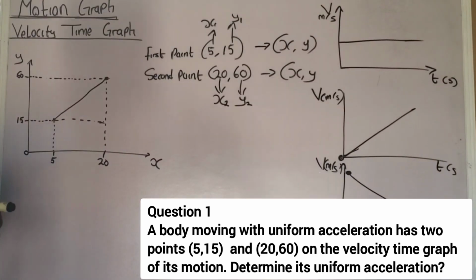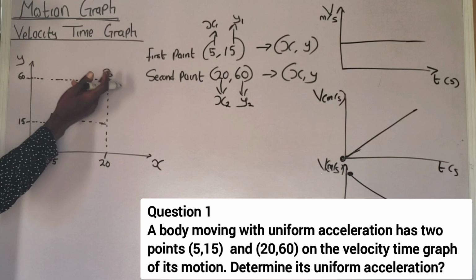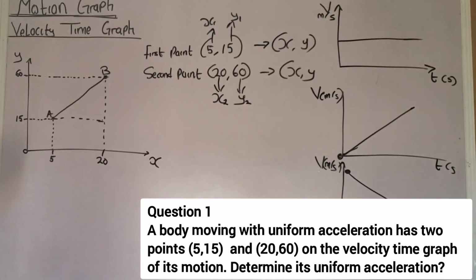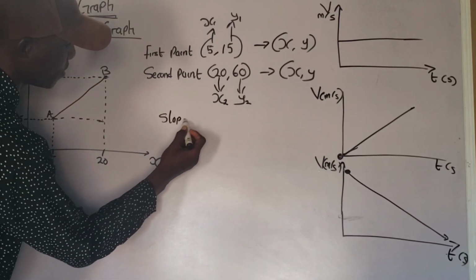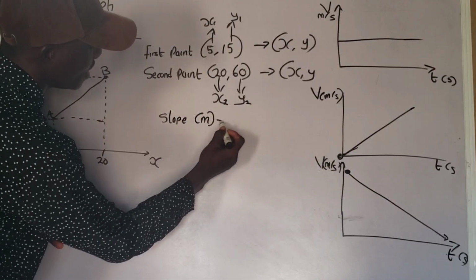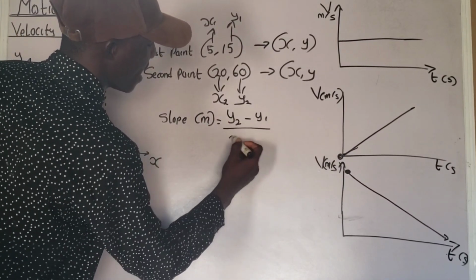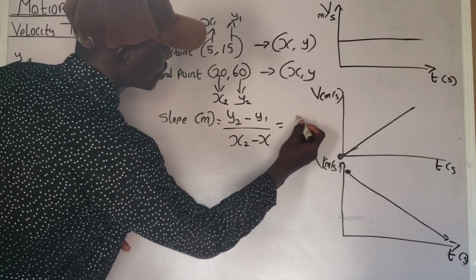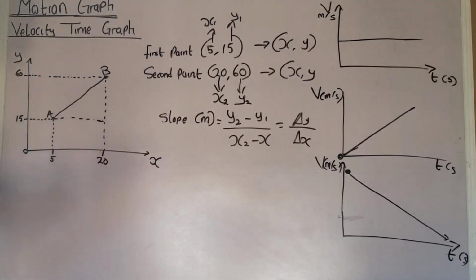So, we want to calculate the slope. I just represent the line as AB. Now don't forget, in your coordinate geometry, slope m is equal to y2 minus y1 all over x2 minus x1, or change in y all over change in x. I'm very sure you remember this formula very well. You are still going to use the formula to determine the uniform acceleration.